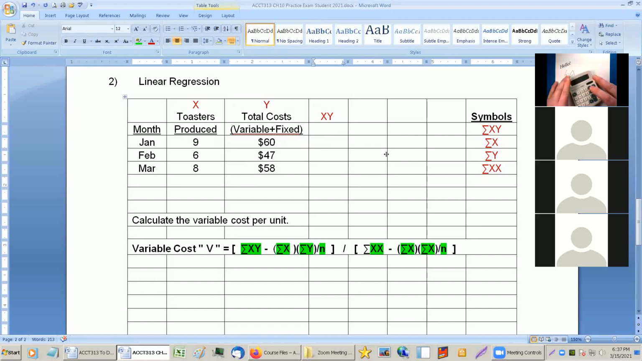I better use a calculator. I'm going to make another mistake. Okay, so x times y is 540 for that one. 6 times 47, 282. And 8 times 58.